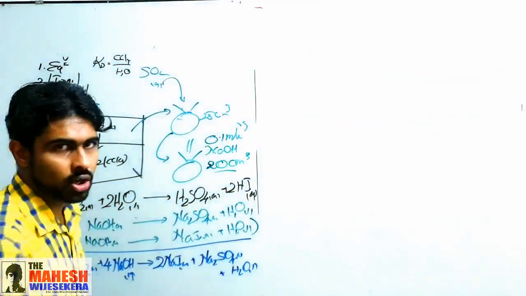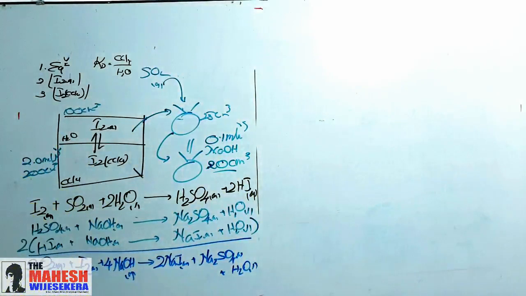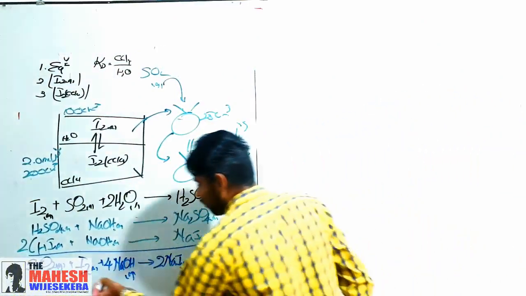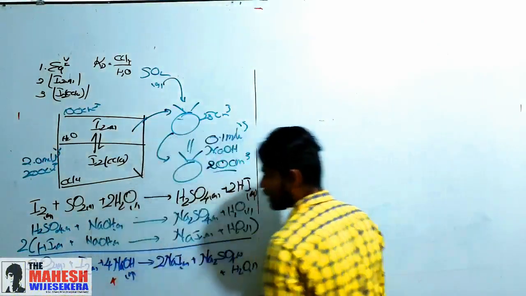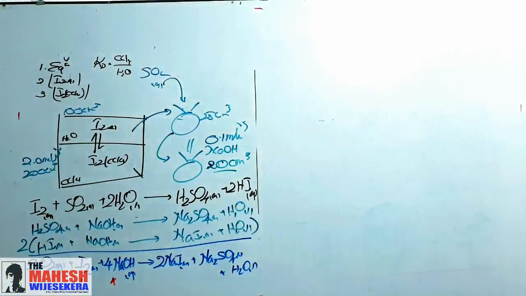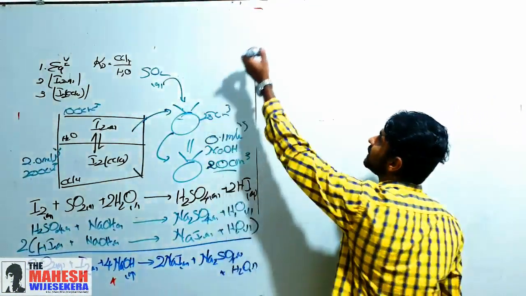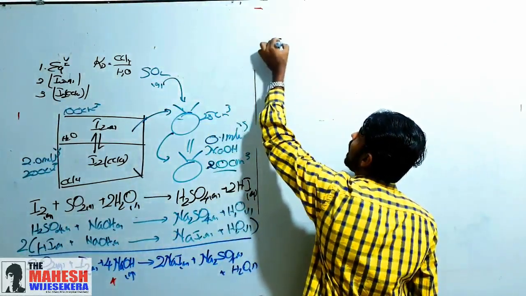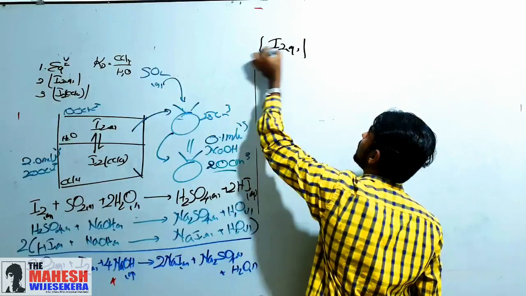According to this, you can get the mole ratio. What is the mole ratio? 1 iodine to 4 sodium hydroxide. 4 sodium hydroxide gives you 1 iodine. Right? So the first part is done. For the second part, you can directly calculate the I2 aqueous concentration.